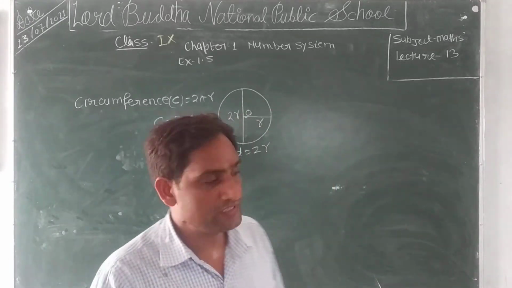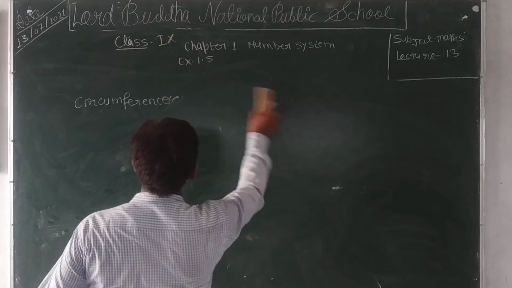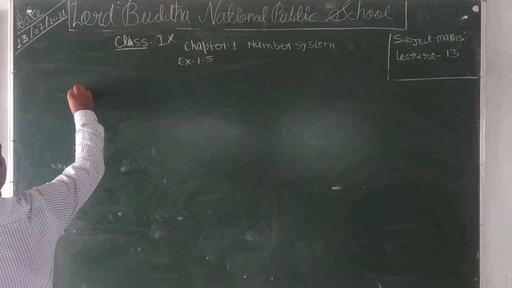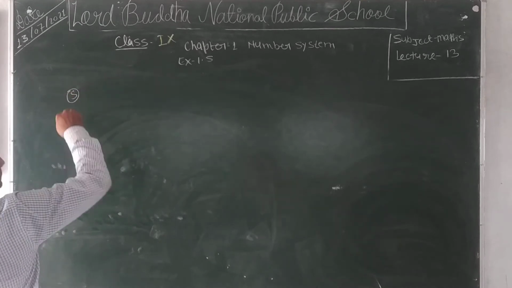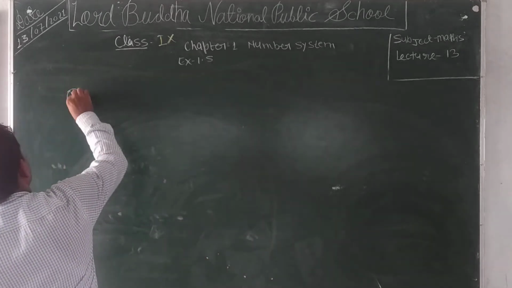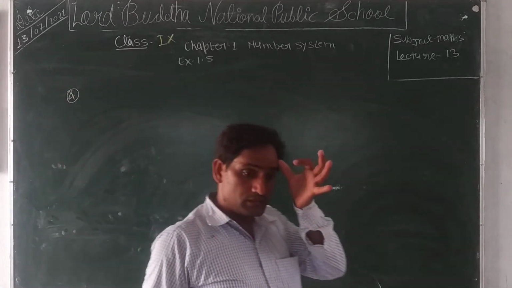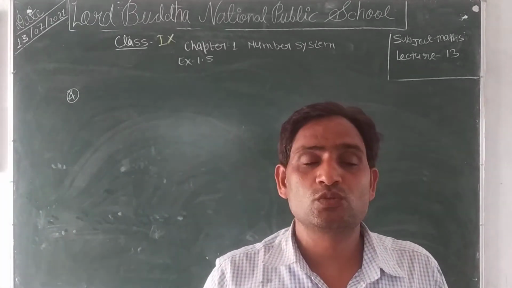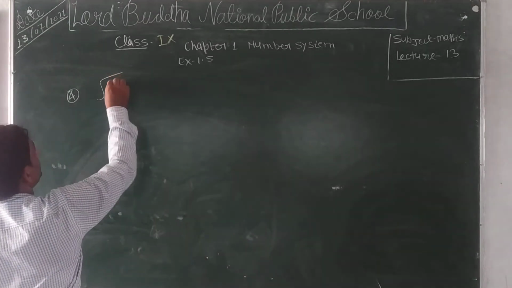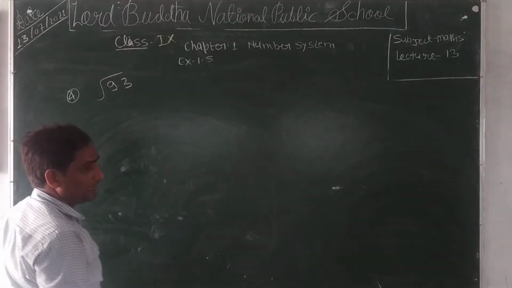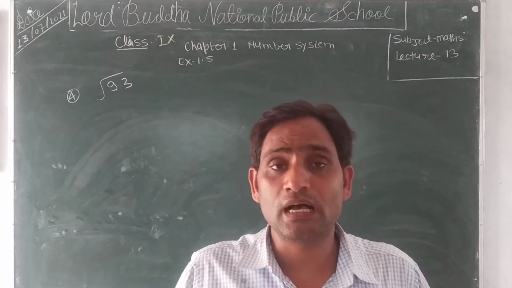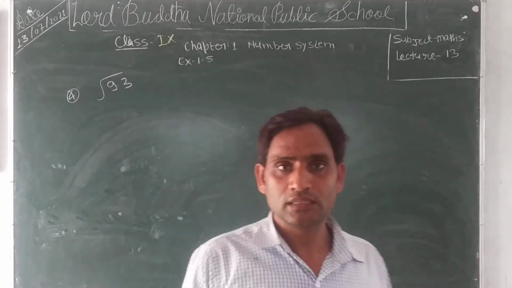Clear? Now we see the next question. Question number 4 is: represent root 9.3 on the number line. We have to represent root 9.3 on the number line. Clear? So we see step by step how we will represent this on the number line.